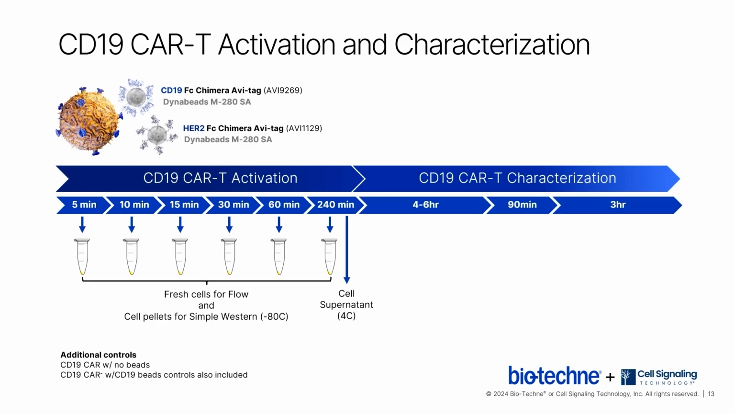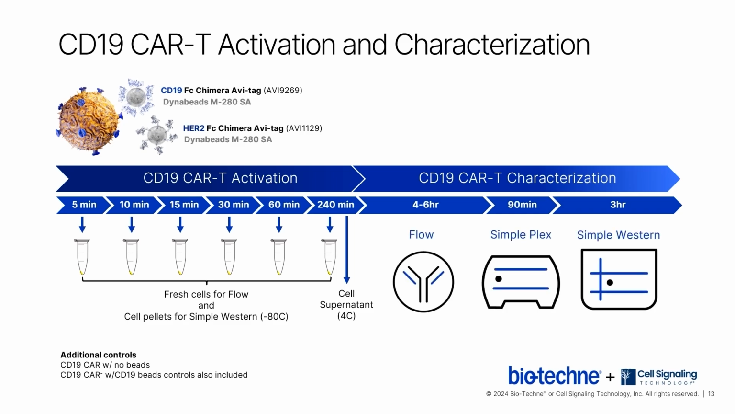To characterize the CD19 CAR T cells, we ran flow cytometry using the fresh cells the same day as the activation, using the Whitlow linker antibody from CST, which takes about 5 hours. We also examined cytokine secretion using the 240-minute time point cell culture supernatant on our SimplePlex platform, which takes about 90 minutes to run. And lastly, we lysed the frozen cell pellets and analyzed those samples by Simple Western, which takes about 3 hours per run.